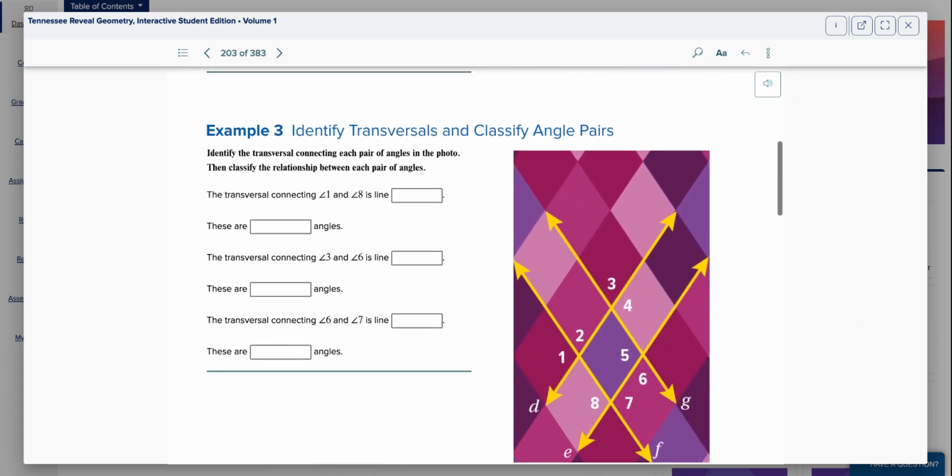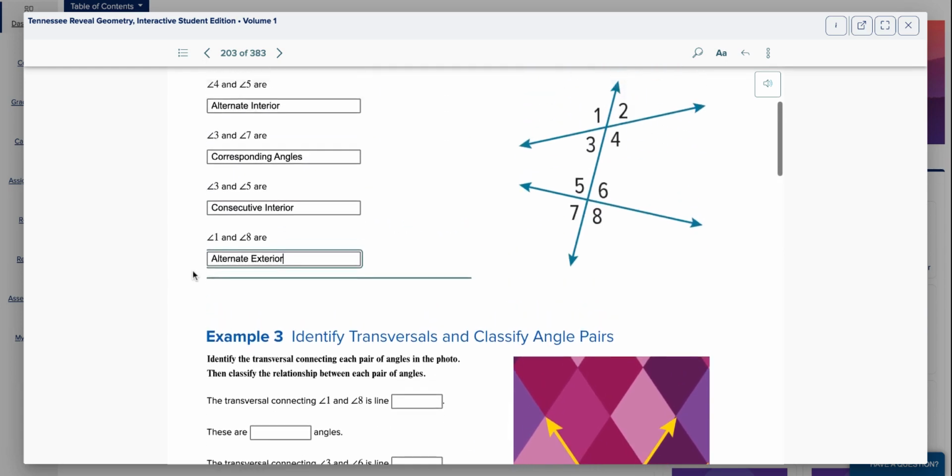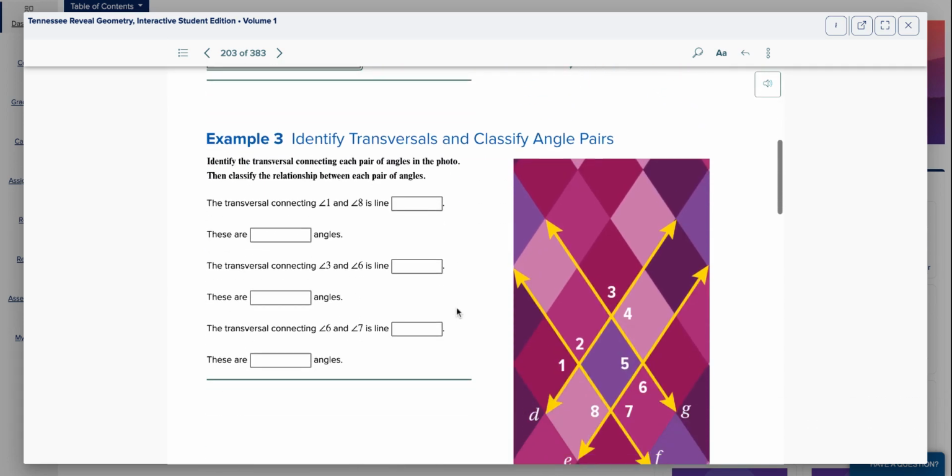All right, example number 3. Okay, let's see. Identify the transversal. Basically that's the line that they're both on. They are both on the transversal. Then you got to ask yourself what type they are. So we got to classify it like we did up here as either alternate interior, alternate exterior, corresponding or consecutive interior.